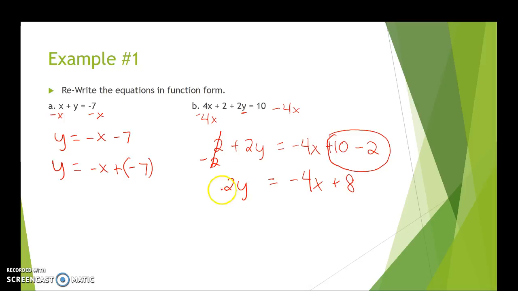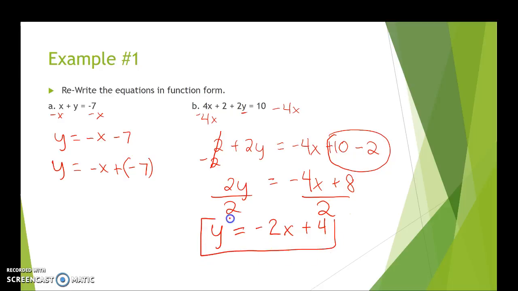I do have y by itself here, but notice we have 2 times y. We need to get rid of that 2. So in order to do that, we have to divide both sides by 2. So now what I'm going to be left with is y equals, when you divide the right side by 2, you divide the negative 4 and the 8. So negative 4 divided by 2 is going to give me negative 2x plus 8 divided by 2 will give me 4. So that'll be my answer there for b. And that would be my function form.